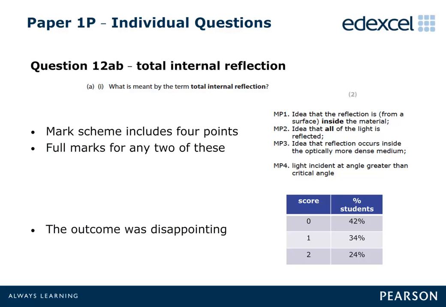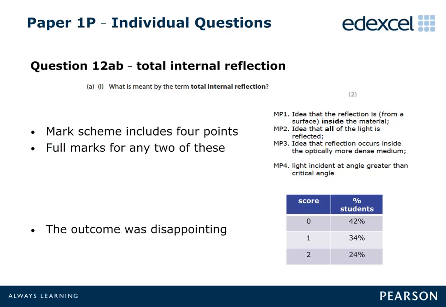Question 12 showed that students find it hard to describe total internal reflection. Part 12a asks for meaning and shows that 2 marks are available. This should alert students to the fact that 2 ideas are needed in their response. Less than a quarter of students could make 2 of the 4 acceptable points.